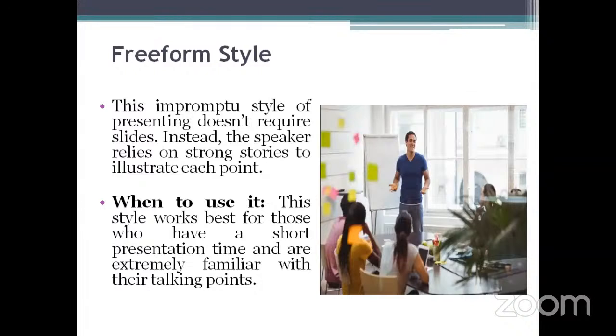That is just cracking a joke in between, making them come and ask questions in between. So this is an interesting kind of presentation, what we call a free form style.